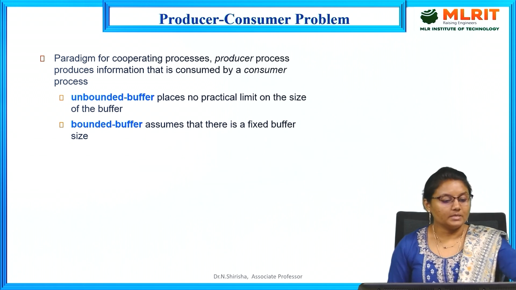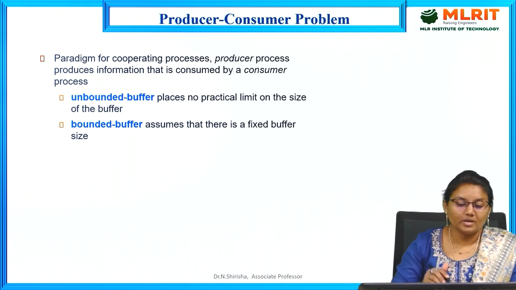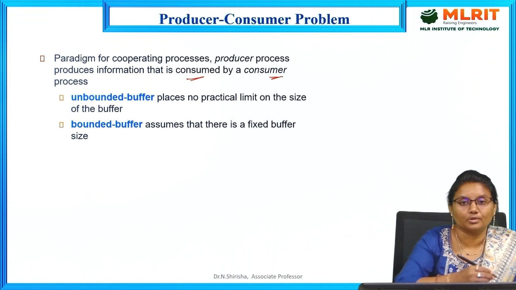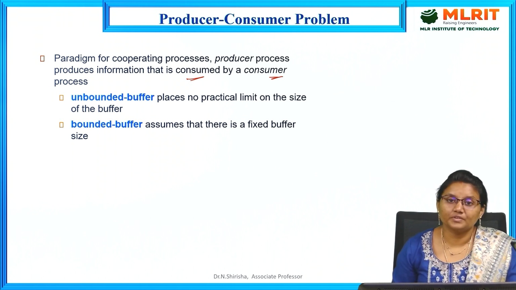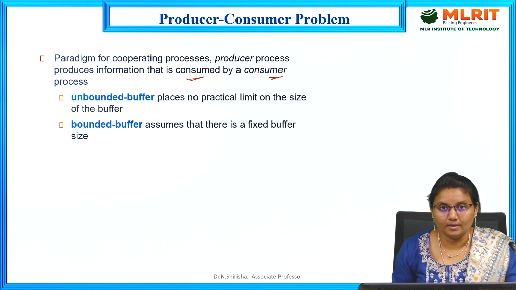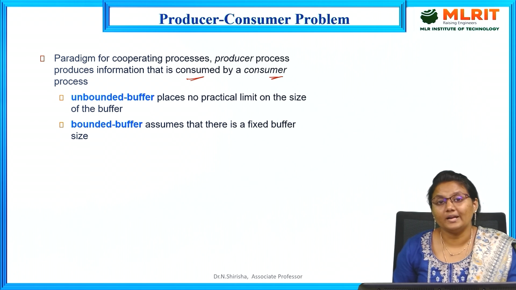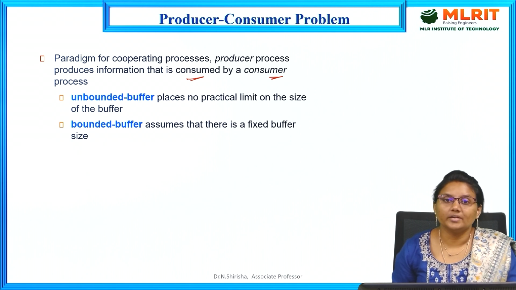So, the parallel diagram for cooperating processes. Cooperating processes are where the producer process produces information that is consumed by the consumer process. It's a cooperating process, because if the consumer is not consuming at all, and the memory is full where the producer has produced all the items, until and unless the consumer consumes, the producer cannot produce an item. That is the reason we call this a cooperating process.